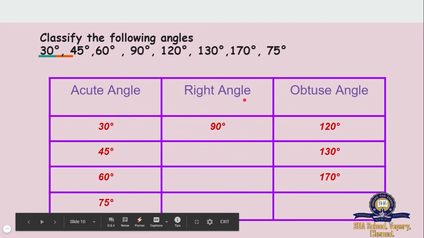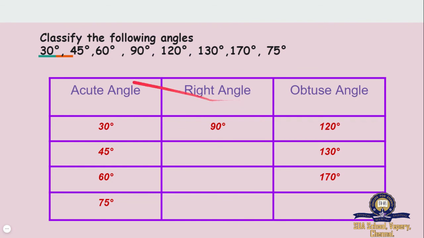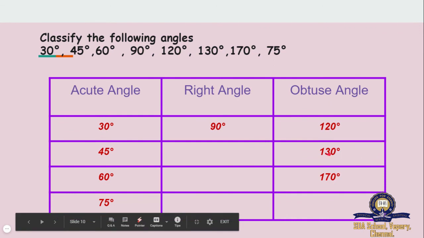Next, right angle. Right angle means only one number, that is 90 degree. So right angle is 90 degree. Then obtuse angle. Obtuse angle is greater than 90 degree. So what are the numbers greater than 90 degree here? 30, 45, 60 are all less than 90 degree. 90 is equal to 90 degree. So here 120, 130 and 170 are greater than 90 degree. So the obtuse angles are 120, 130 and 170.